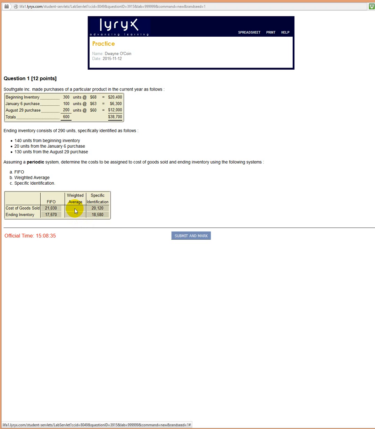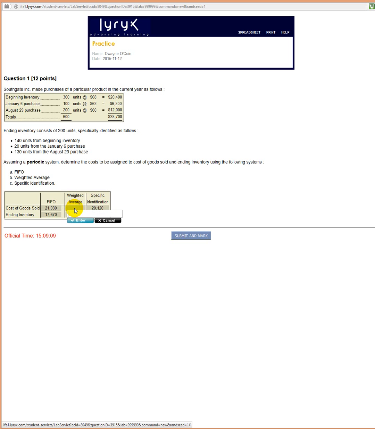Weighted average. Once again, we can calculate either ending inventory or cost of goods sold, but for the weighted average we're calculating the same price, so all we need to know is the number of units. We know there are 290 units in ending inventory, and we need to calculate the weighted average cost of those units. So it's basically dollars over units. We know 38,700 was the cost of all of the inventory we purchased this year, and that was 600 units. So 18,705 is our ending inventory cost.